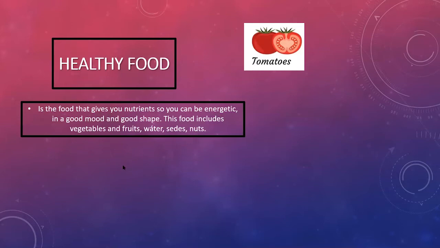And the second part says, this food includes vegetables and fruits, water, seeds, and nuts. ¿Y qué dice la segunda parte? Any idea? Incluye, okay, excellent. As Antonio said, this includes, o sea, perdón, esto incluye vegetales, frutas, verduras, seeds, era semillas, y nuts, es frutos secos, okay?